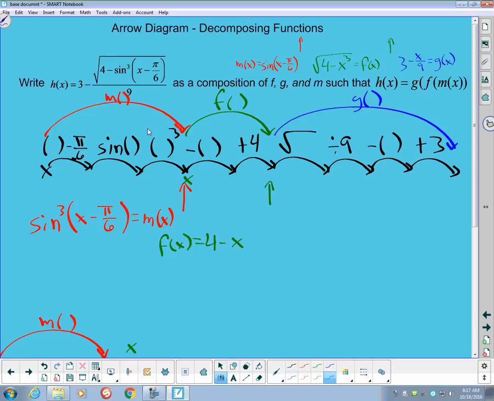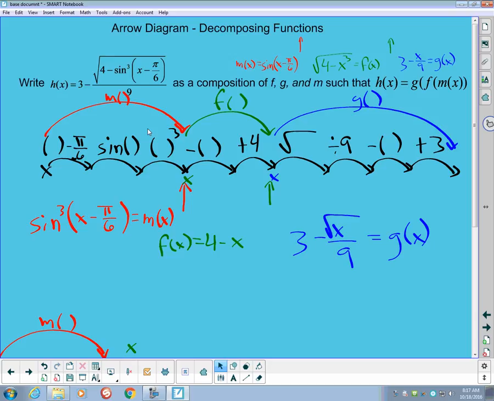And for our last one, we load an x in here, and it says start with the x, take a square root, divide by 9, change the sign, add 3, and that becomes our g of x. Okay. So in this process, you can see that you can choose to split this big arrow diagram up any way that you want into as many pieces as you want.